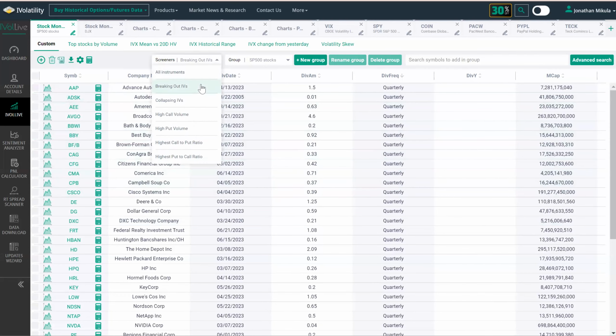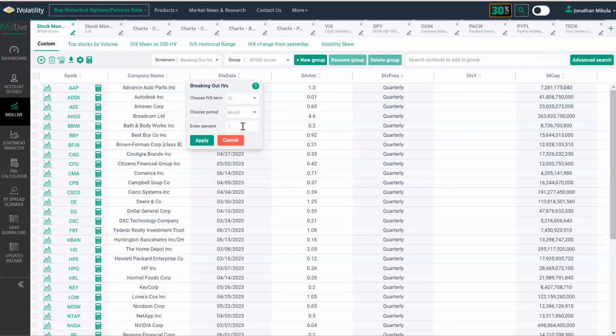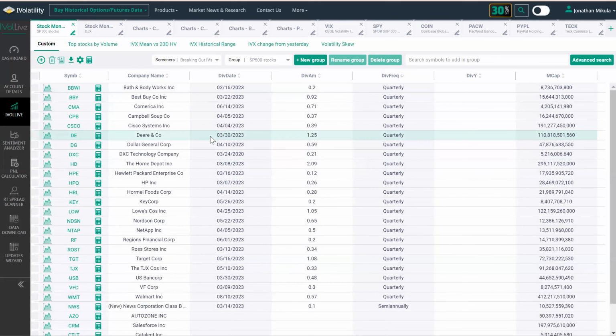We could go even further. We could say, all right, well, instead of 10%, are there any names within the S&P 500 that are breaking out 20% with implied volatility? You can see our list is getting shorter as we get more strict. But look what shows up, Bed Bath & Beyond, Best Buy, Campbell Soup, Cisco. So I would probably eliminate Bed Bath & Beyond because it's a bit too risky for me. Or Bath and Body Works, sorry.